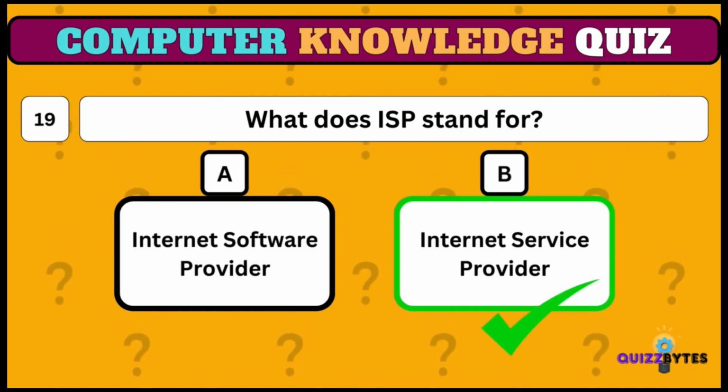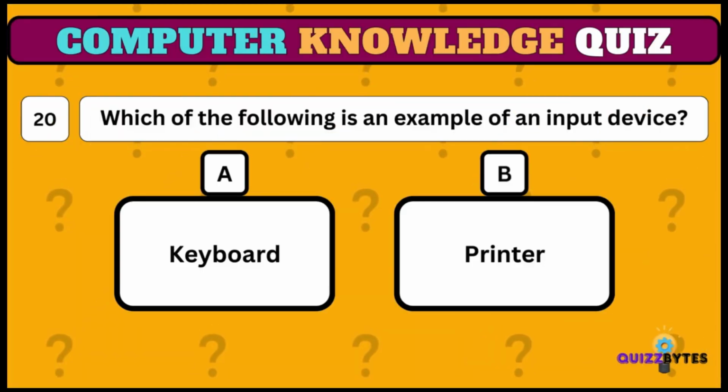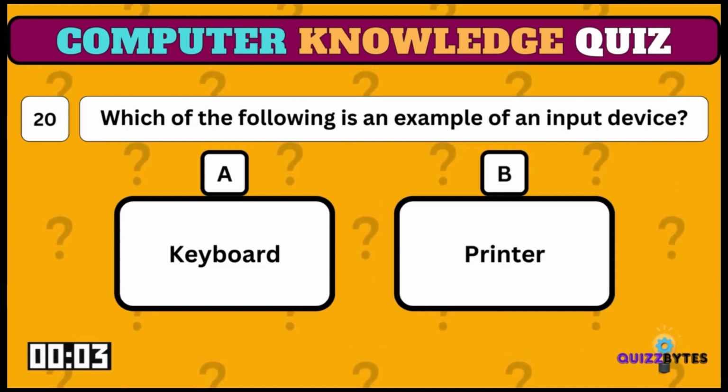ISP stands for Internet Service Provider, which is a company that provides access to the internet for individuals and organizations. Moving forward to question 20. Which of the following is an example of an input device? A. Keyboard or B. Printer?